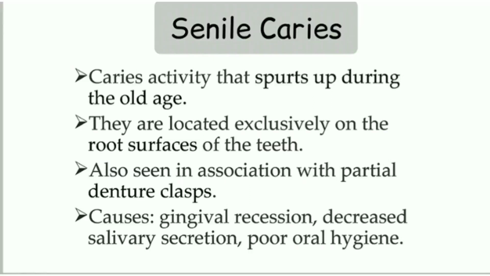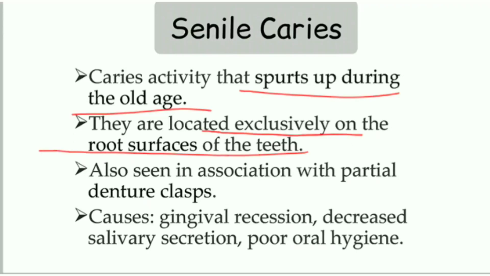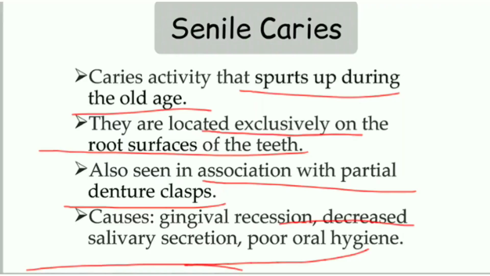What is senile caries? Senile caries is caries activity that spurts up during old age, and the lesions are located extensively on the roots of the teeth, because there is gingival recession in old patients, so the root surface gets exposed and caries lesions start to occur on the root surface. It is also seen associated with partial denture clasps. Patients using partial denture clasps also have a tendency to undergo senile caries, which cause gingival recession, decreased salivary secretion and poor oral hygiene.